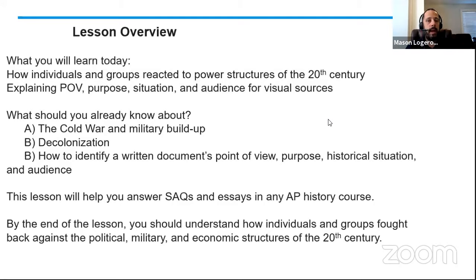I also want to think about looking at visual primary sources, because in my last couple of lessons, we've looked at a lot of written primary sources, but today I want to talk about how we can find point of view, purpose, situation, audience in those visual sources, because you will definitely be seeing some of those on this year's test, I think, depending on the new format, which we'll find out about later this week. But next year, if you take APUSH, you'll see the same thing.